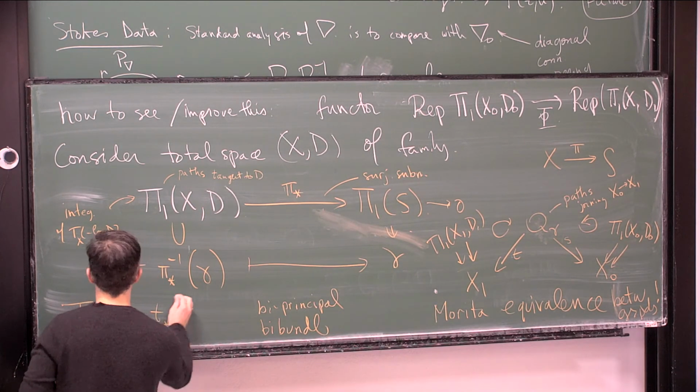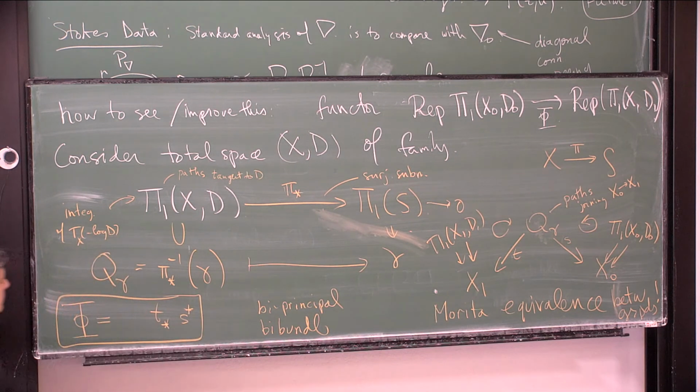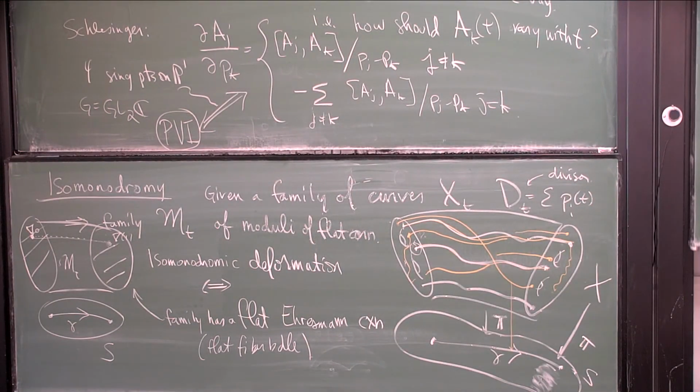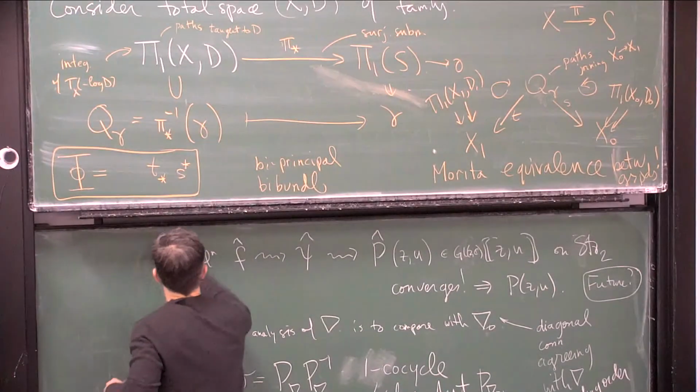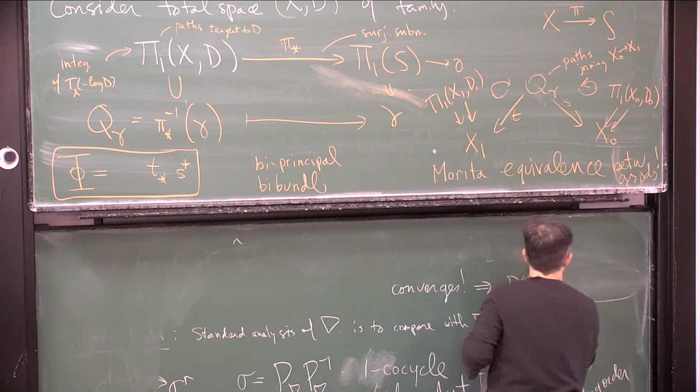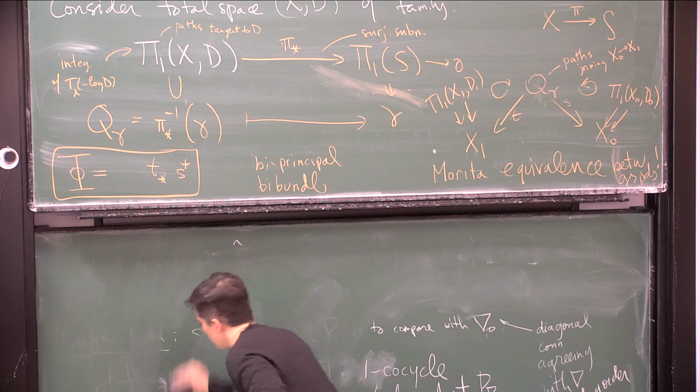So then the functor phi that we are looking for is just S pull back, T push forward. Okay. And we get an iso-monodromy functor. And okay, I'll make one last statement and I'll stop. I just want to summarize what I did in this work. That's a good point to stop.